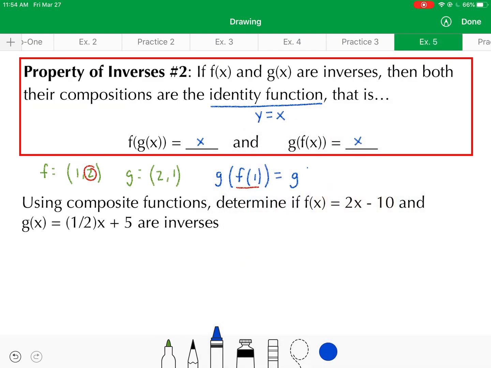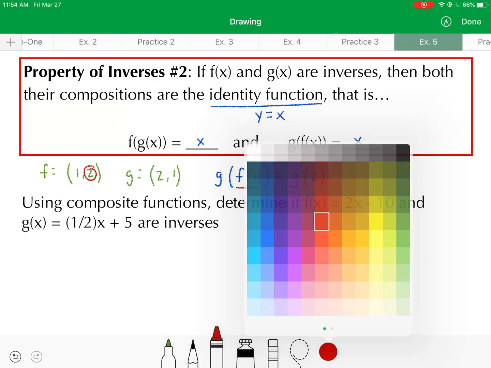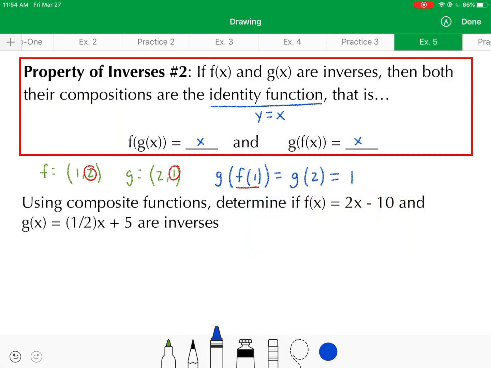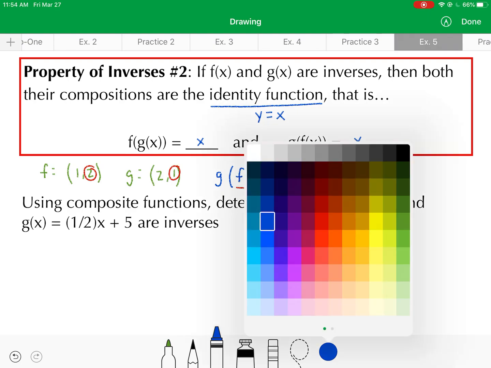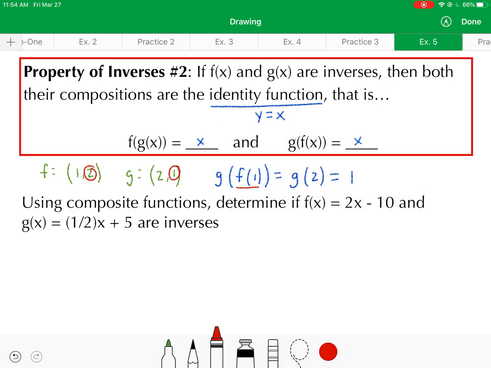So we can simplify this. It becomes g of 2, right? Now g of 2 means go to the function g, find a point whose x coordinate is 2. What's its y coordinate? In this case, 1. So that means g of 2 equals 1. Notice that we began the composition by plugging 1 in, and our final output was the same number, 1. That's specifically what this property is stating between inverses.